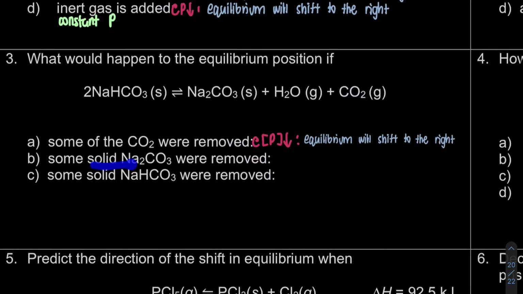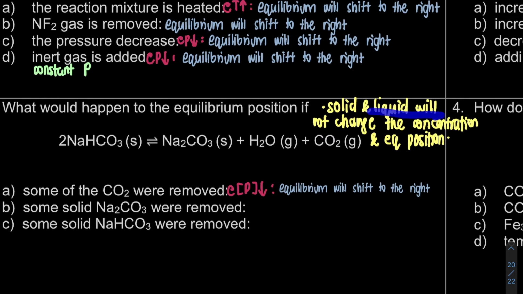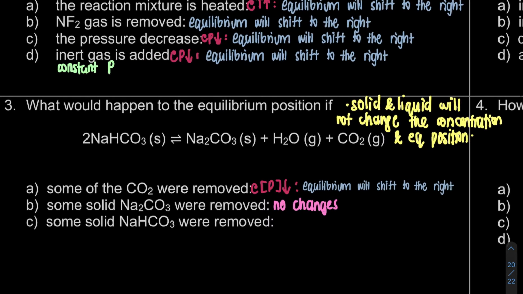Sebab dia adalah solid, the same goes for liquid. So I'm just gonna write down here. Okay, why solid and liquid will not change the concentration and the equilibrium position? Sebab for the case of solid and liquid, actually the value is constant. Where the punya value of concentration tu sebenarnya is 1. So what will happen? Kalau kamu tukar pun sama sahaja. So when it does not change the concentration, hence it will not change the equilibrium position lah. So dekat sini apa yang kita akan jawab? So we're gonna write down here, it will have no changes lah. No changes. Okay, so ini adalah sebab kita tengok solid.